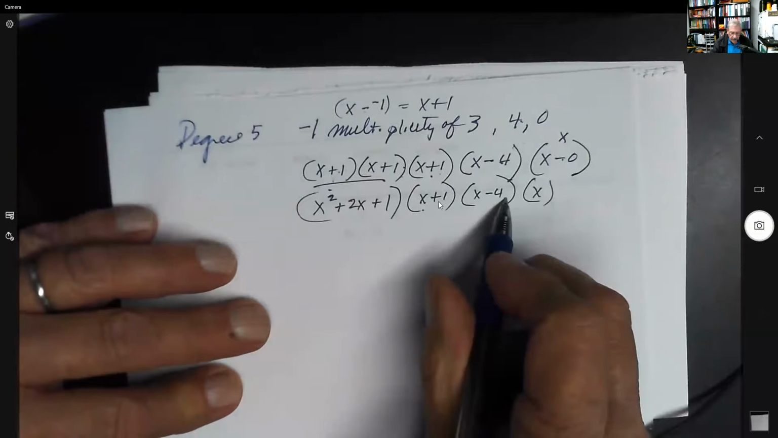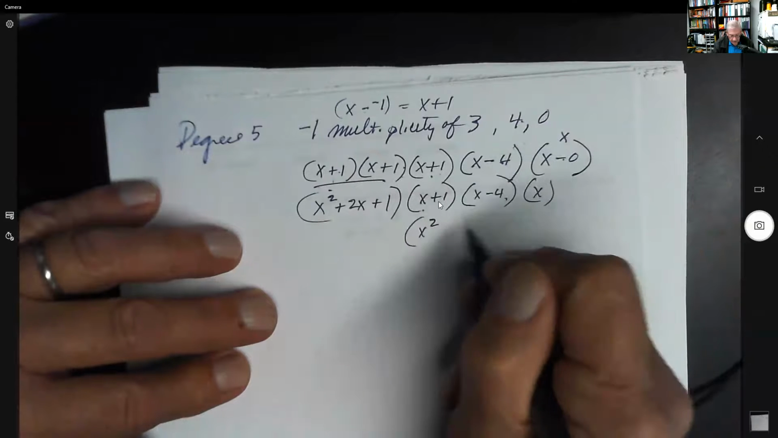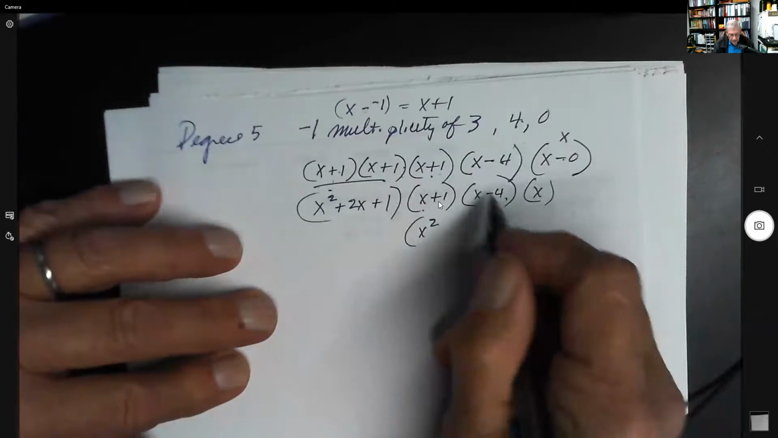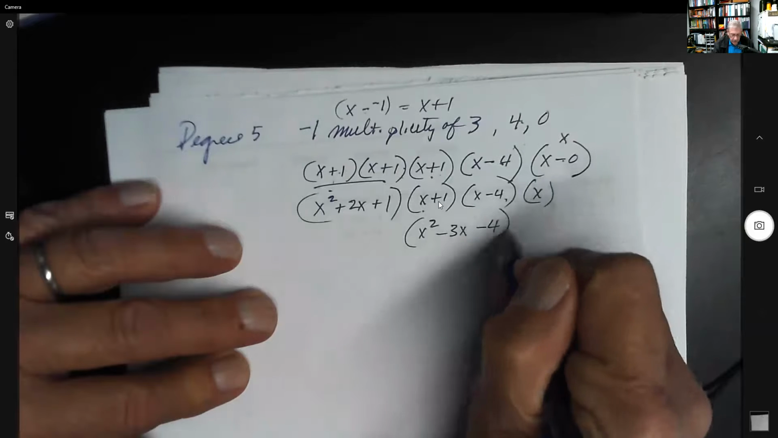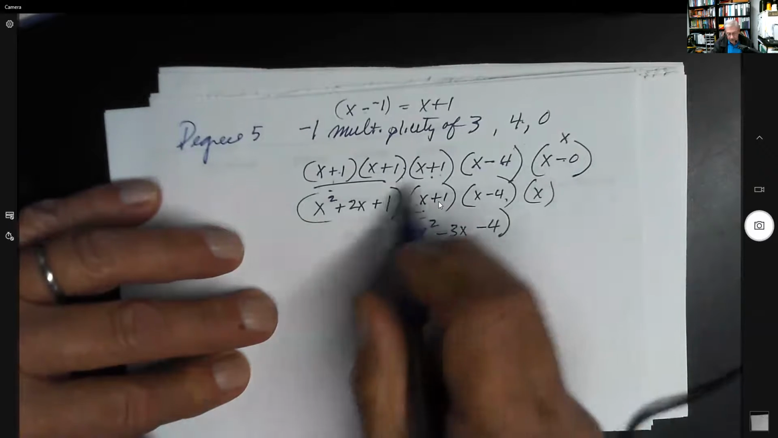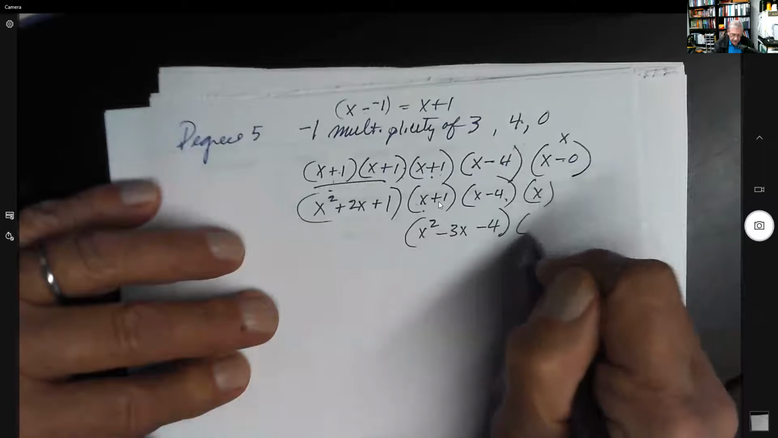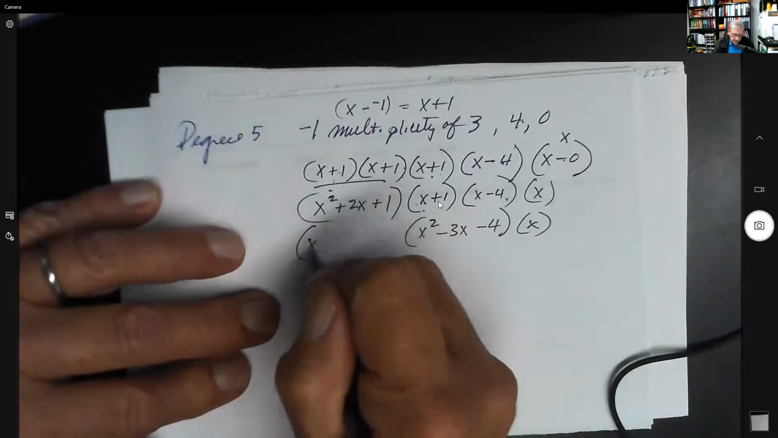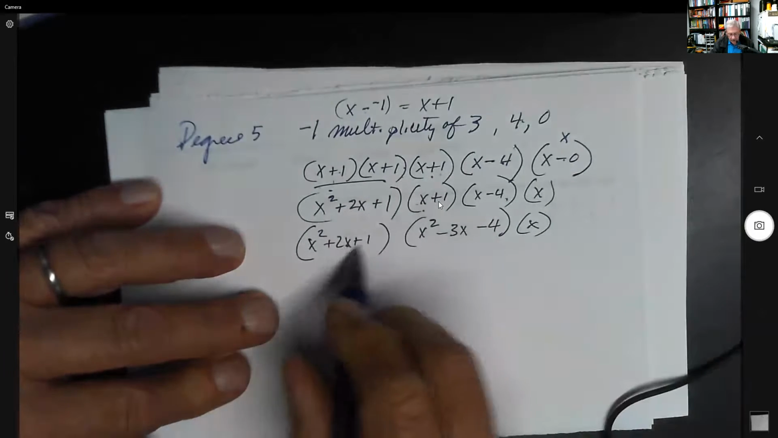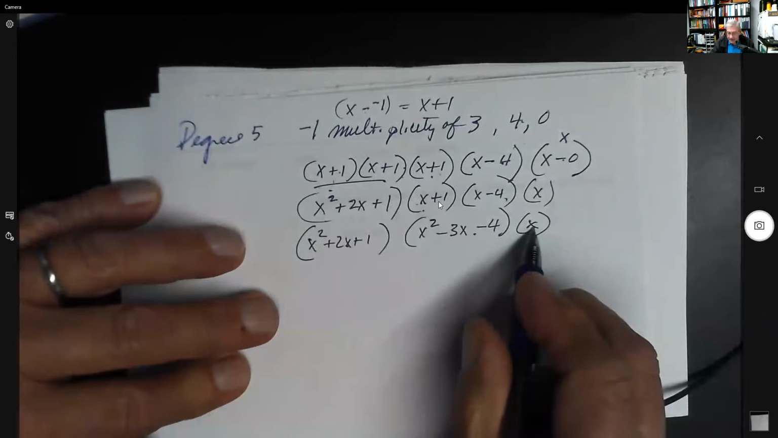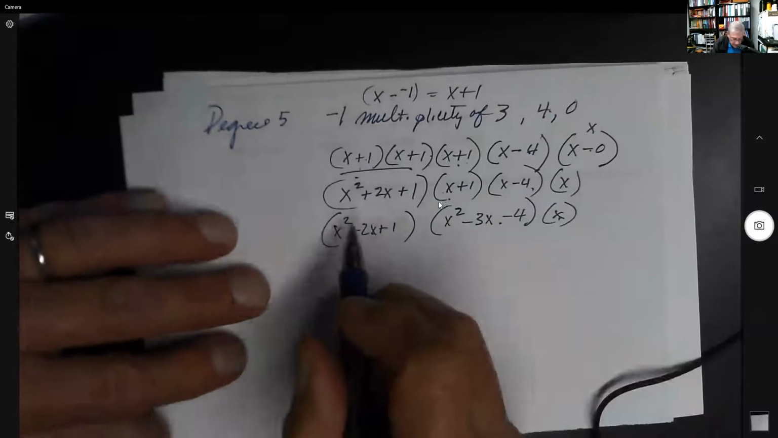Let's go ahead and multiply these two together. That's going to be x squared minus 3x minus 4. If you mess around with it and do the FOIL and all that good stuff, that's what you're going to end up with. So you're going to have to multiply these two together and then this. You can do them in different orders, but that's what's going to happen.